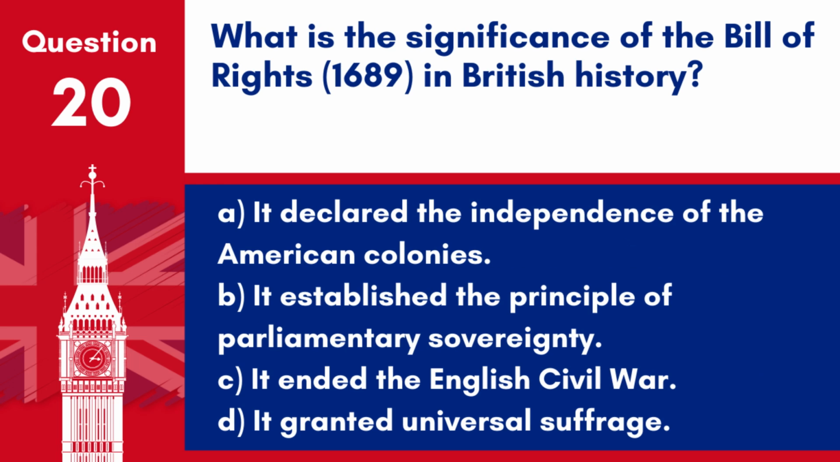Question 20. What is the significance of the Bill of Rights, 1689, in British history? A. It declared the independence of the American colonies. B. It established the principle of parliamentary sovereignty. C. It ended the English Civil War. D. It granted universal suffrage. Answer: B. It established the principle of parliamentary sovereignty. The Bill of Rights, 1689, is significant in British history for establishing the principle of parliamentary sovereignty.